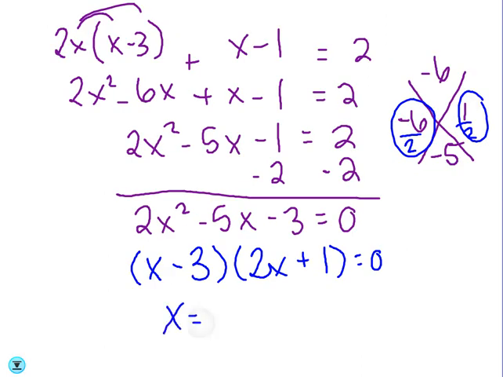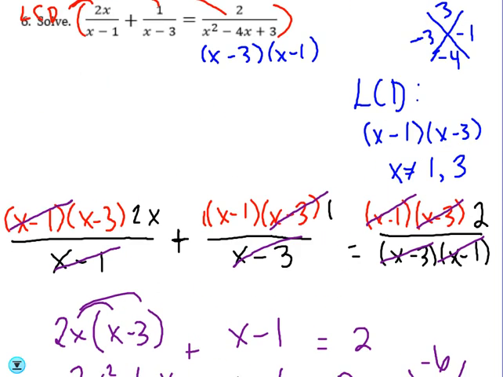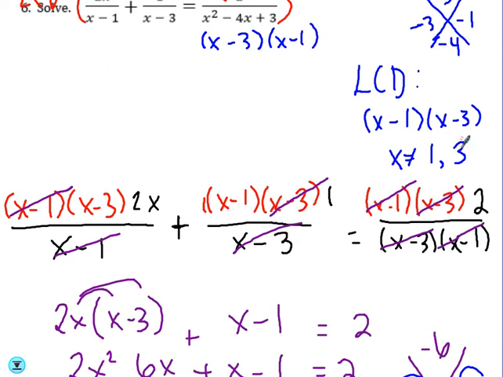So x is equal to positive 3 or negative 1/2. We still need to go back up and check our restrictions. Now here we have a problem because x cannot equal 1 or positive 3.